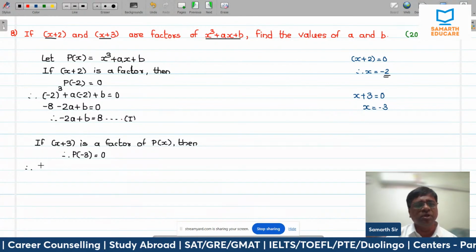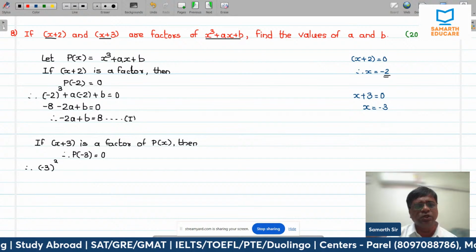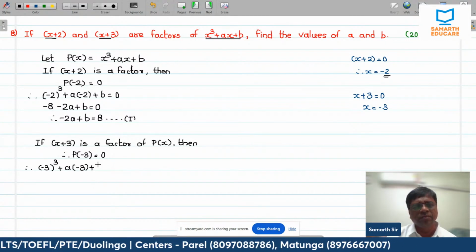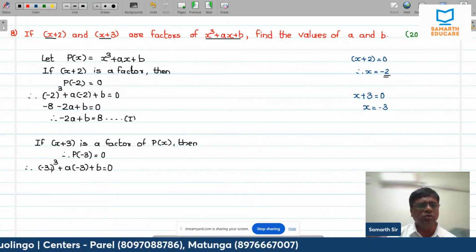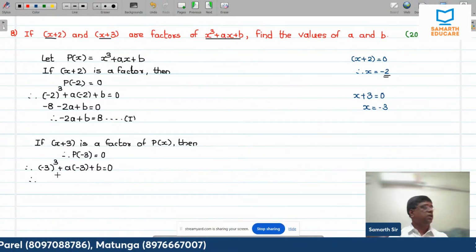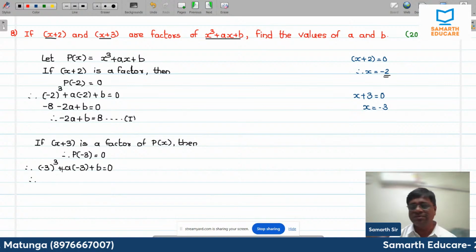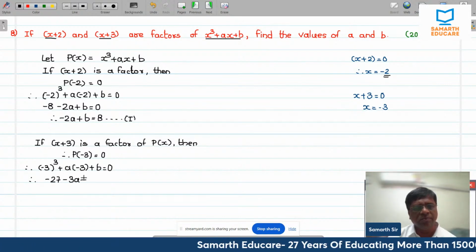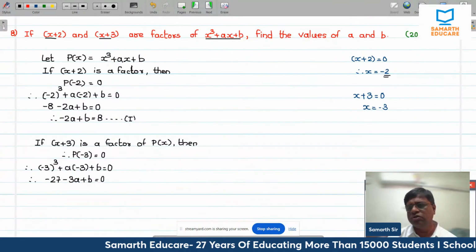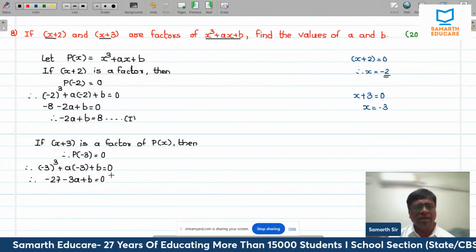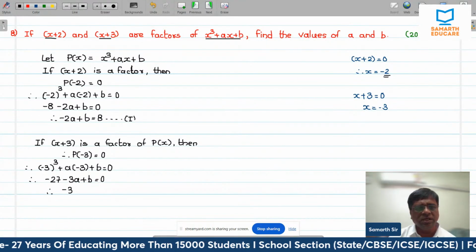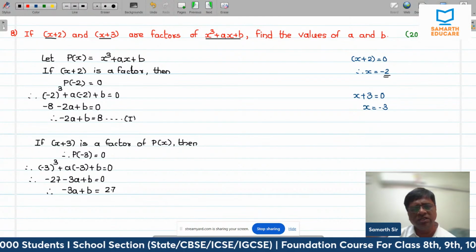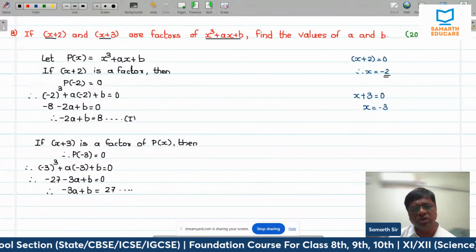That means I have to replace x by minus 3 cube plus a into minus 3 plus b is equal to 0. Now, minus 3, negative number raised to odd power is minus. That means this is minus 27 minus 3a plus b is equal to 0. All right. Now, that means minus 3a plus b is equal to 27. Let this be equation number 2.